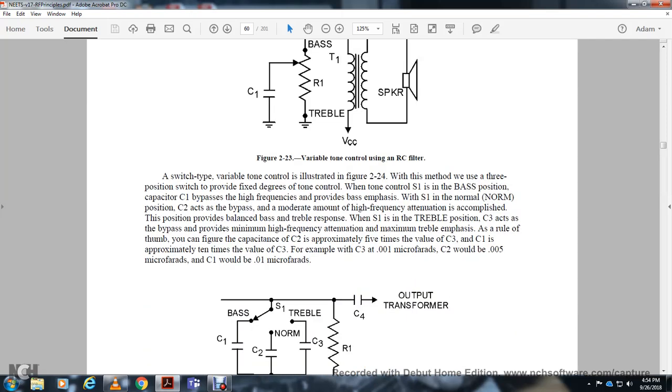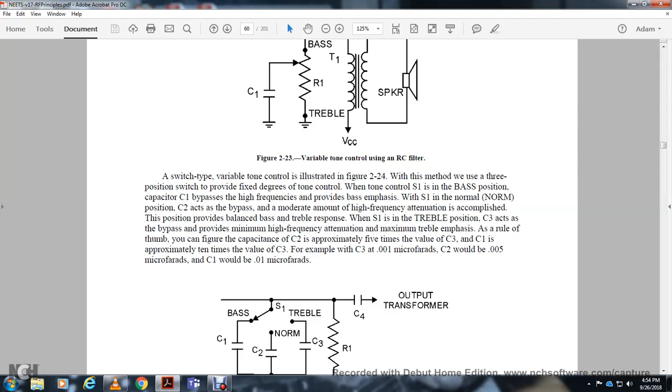The switch type of variable tone control is illustrated in figure 224, a 3-position switch which provides a fixed degree of tone control. With switch 1 in the bass position, capacitor 1 bypasses the high frequency, providing the bass emphasis. With switch 1 in the normal position, capacitor 2 acts as the bypass with moderate high frequency attenuation, providing balanced bass and treble response. With switch 1 in the treble position, capacitor 3 acts as the bypass, providing the minimum high frequency attenuation and maximum treble emphasis.